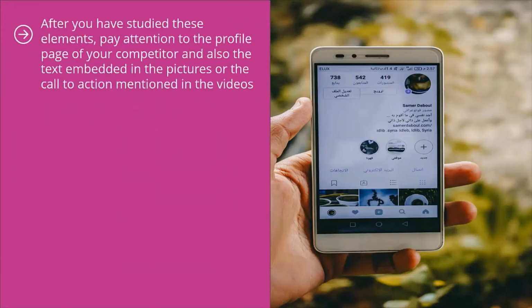After you have studied these elements, pay attention to the profile page of your competitor and also the text embedded in the pictures or the call to action mentioned in the videos. These relate to their sales funnel. Basically, they are mentioning discount codes so people viewing this content can get a discount. They're also promoting the profile page of their website. Look at their sales funnel strategy.